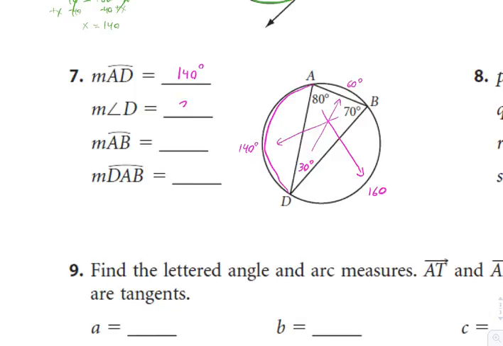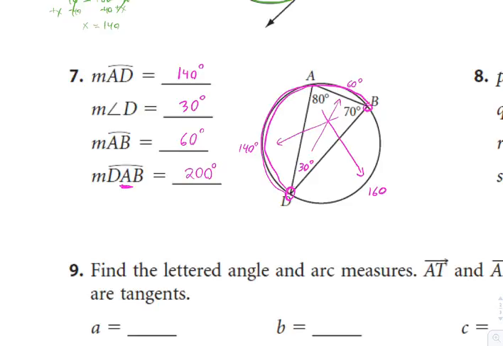Measure of angle D, 30 degrees. Arc AB, that's 60 degrees. And DAB, now it's a go from D to B, but go through the point A. So that would be the 140 plus the 60. So that would be 200 degrees.